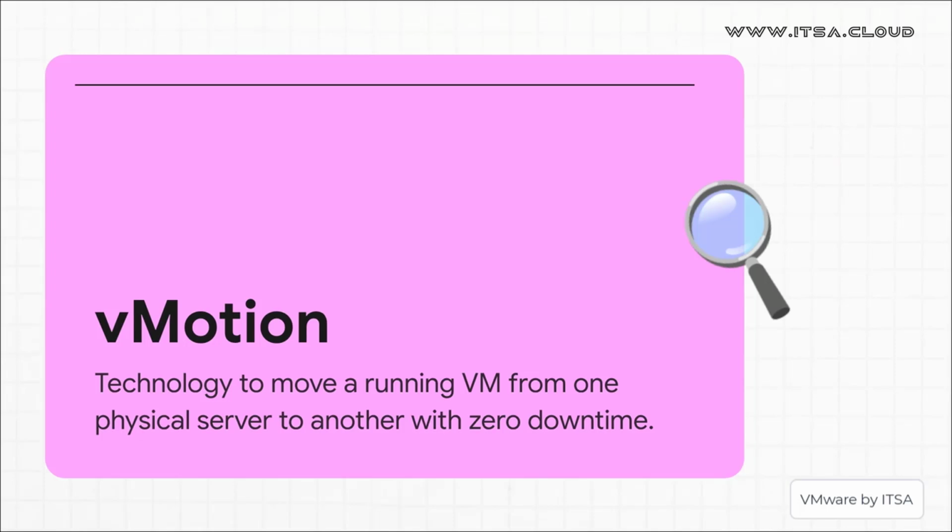Now you're probably thinking, wait a minute, how on earth do you move a running machine without shutting it down? And that's a great question. The secret sauce here is a technology called vMotion. Think of it as the engine under the hood. It's what allows DRS to do these live migrations of virtual machines from one physical server to another with absolutely zero downtime. Your users won't notice a thing. It's the magic that makes this whole balancing act possible.